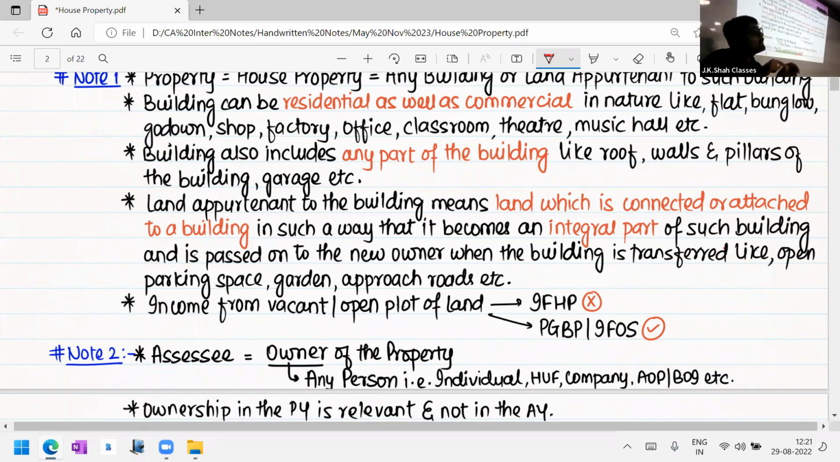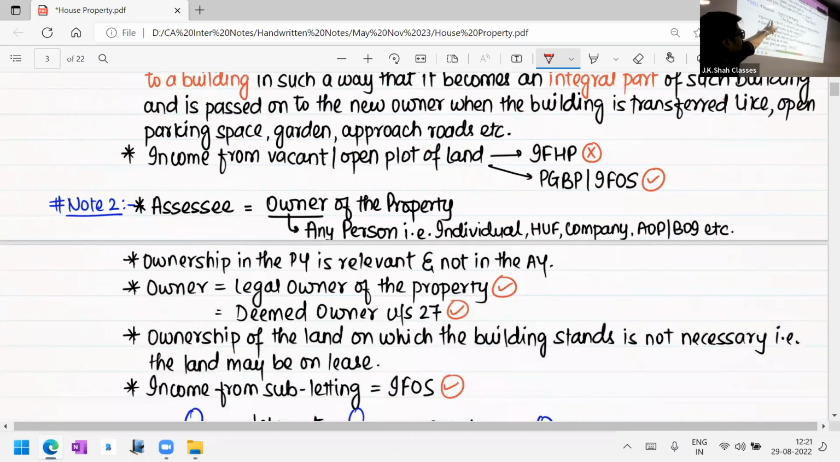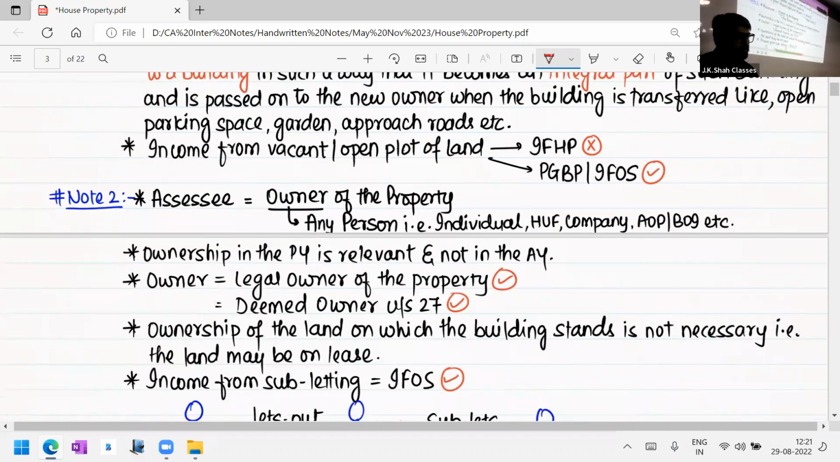So ownership of the property is required during the previous year. If you are the owner of the property during the previous year, then the income of this property, that is the annual value of the property, will be compulsorily taxable during the assessment year, whether or not you are the owner of the property in the assessment year. Understood? That is your first part and second part. Check first and second part.